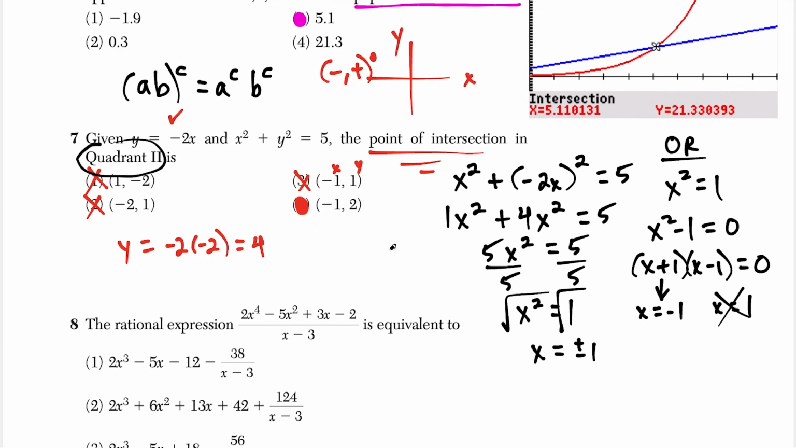But if we plug x equals negative 1 into any of these equations, x equals negative 1 is going to give us y equals negative 2 times, and I'll just make this neater, so we have negative 2 times negative 1 is positive 2. And we could see that choice 4 is definitely our answer.